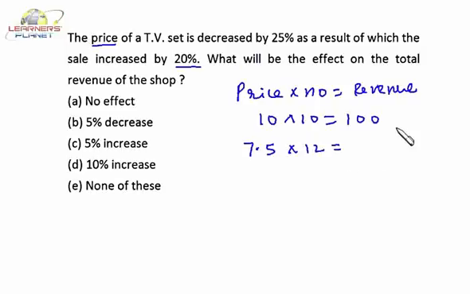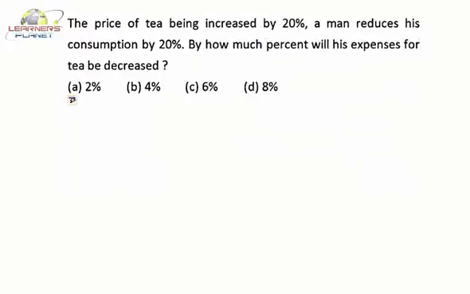Now what is 12 into 7.5? It's around 9, that means it must be around 90. So it's 10 downfall over 100. That means it's a 10% downfall in the revenue. Which is none of these over here. I hope you are clear. Just identify the variables, identify the formula for calculating the revenue and take the base value as 10 and calculate. It's as simple as that.